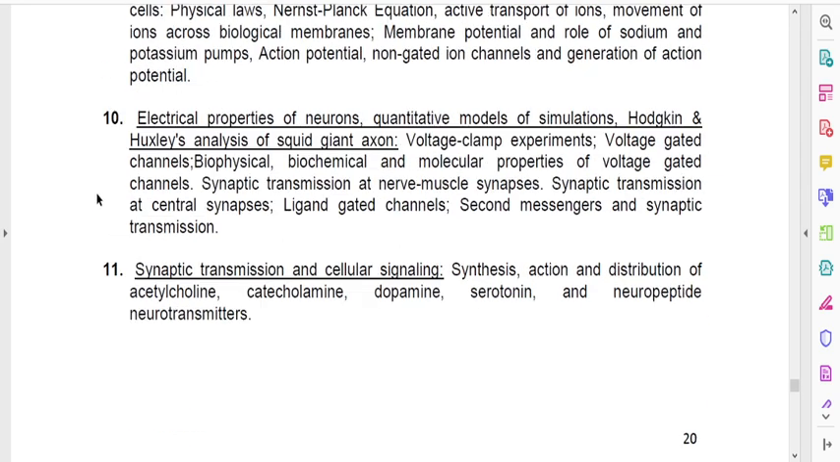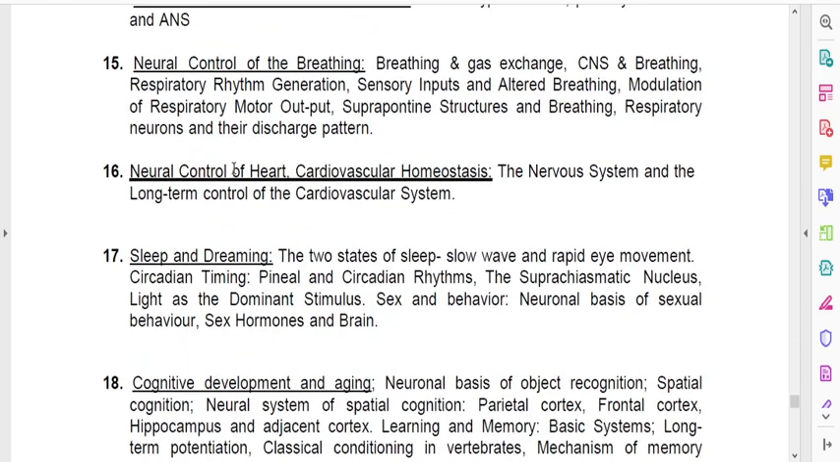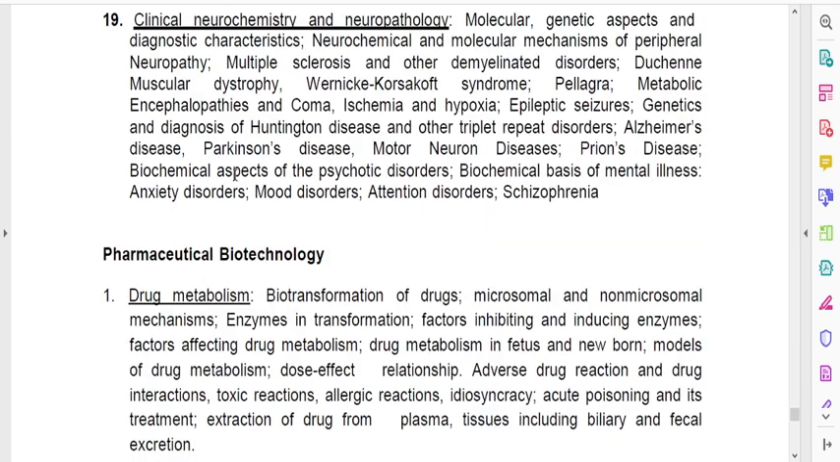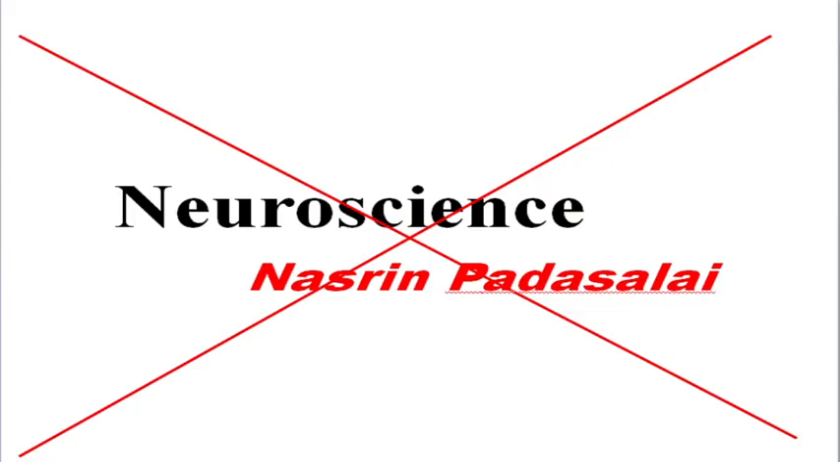Next you should study the Hodgkin-Huxley analysis of the squid giant axon, because currently no question has been asked, and this year you can expect this question. Next, you should study synaptic transmission and cell signaling. Study this alone, no need to study all those other things. They are irrelevant, and anyway they will confuse you as a whole. This is what you should study in neuroscience.